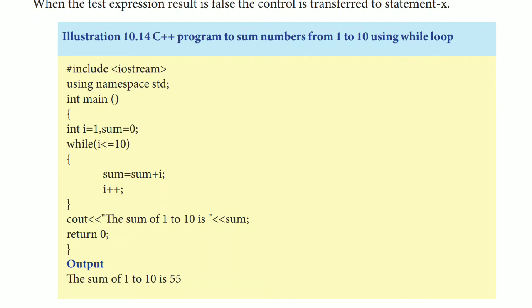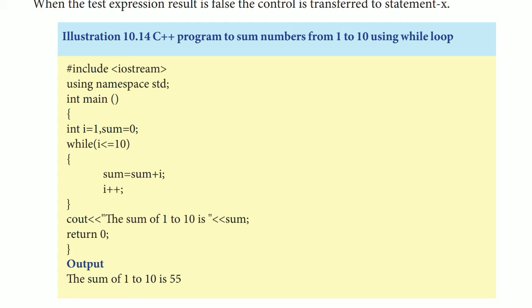Int main, int i is equal to 1 and sum is equal to 0, while i is less than or equal to 10. So here the test expression is i less than or equal to 10, and the body of the loop consists of two statements. One is sum is equal to sum plus i, and i plus plus. Here you can see that i value is initialized to 1. So the initial value of i is 1.